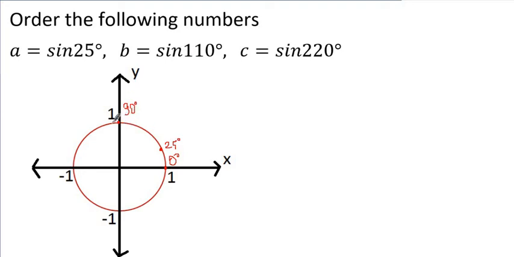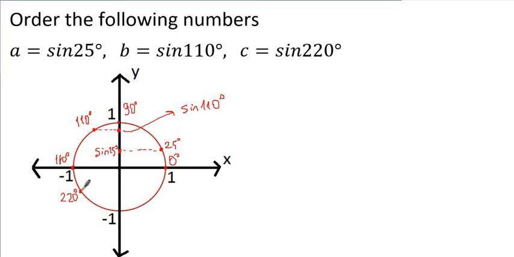And sine of 110: if this is 90 and 20 more, this point is going to represent 110 degrees. And 220: if this is 180 degrees, you already know that 40 more gives us 220 degrees. Right. So now let's find the sine values of these degrees. The sine value is always the y coordinate of these points. So this is going to be sine of 25, and the y coordinate of this point is going to be this. And this point is going to be sine of 110 degrees.